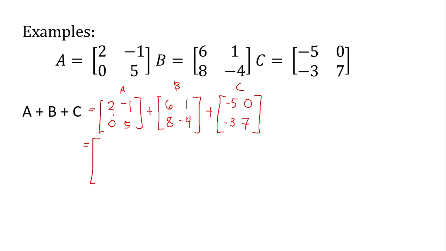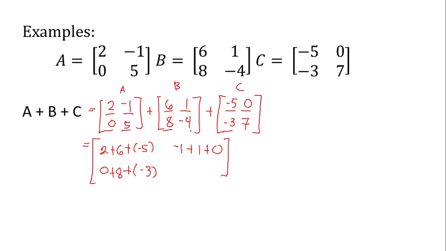We have 2 plus 6 plus negative 5. Then we have negative 1 plus 1 plus 0. Next we have 0 plus 8 plus negative 3. And next we have 5 plus negative 4 plus 7.